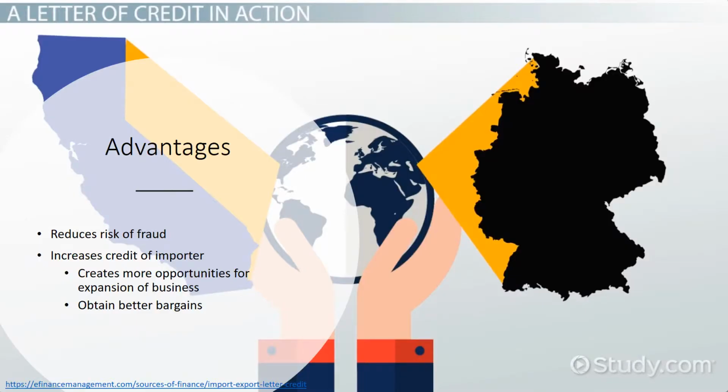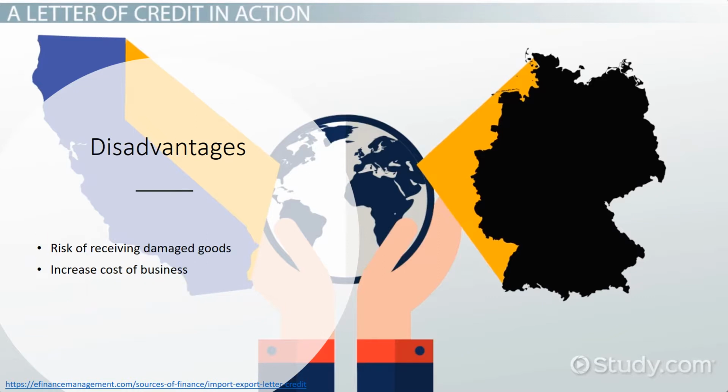The advantages to this are that it reduces the risk of fraud because the exporter has to provide documentation to the bank. It also increases the credit of the importer, creates more opportunities for expansion of business, and allows them to obtain better bargains. There are also some disadvantages because the exporter could receive payment while the importer receives damaged goods. It also can increase the cost of doing business.